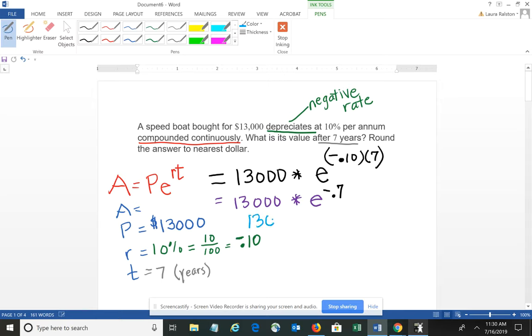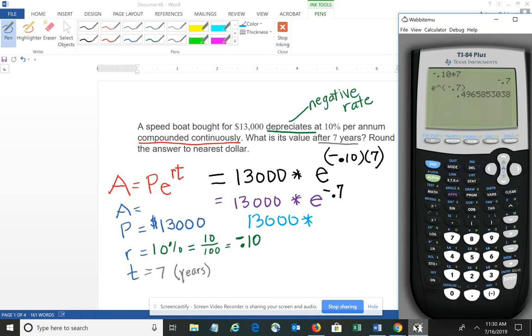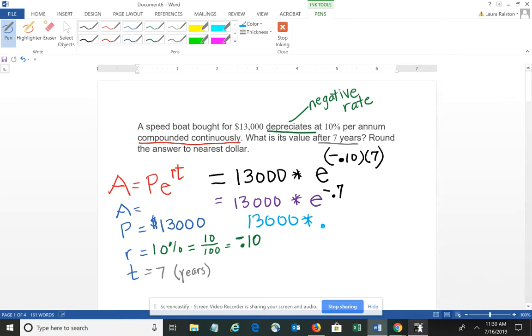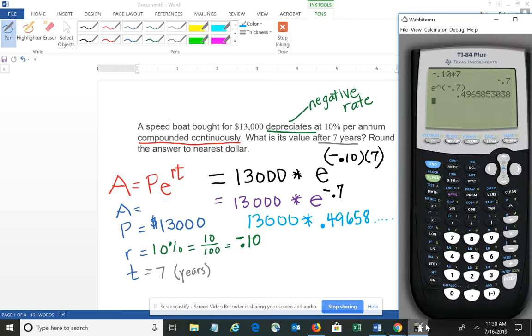So I would have, at that point, $13,000 times, and I enter that decimal value there, which is 0.49658. Now it's really better to carry the whole decimal with you. So this decimal value of 0.4965853038 is in the calculator's memory. And so the last step is to multiply that by 13,000.